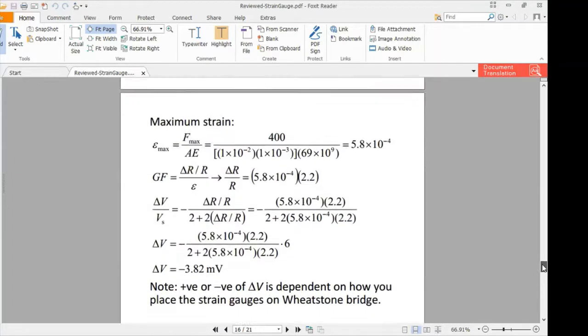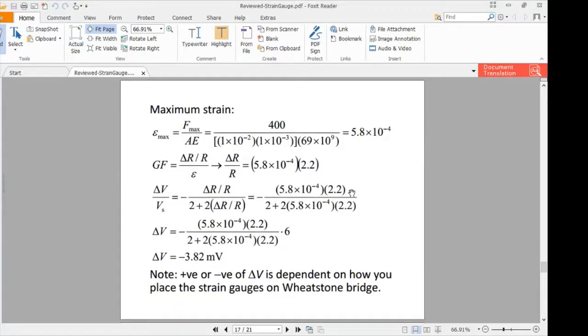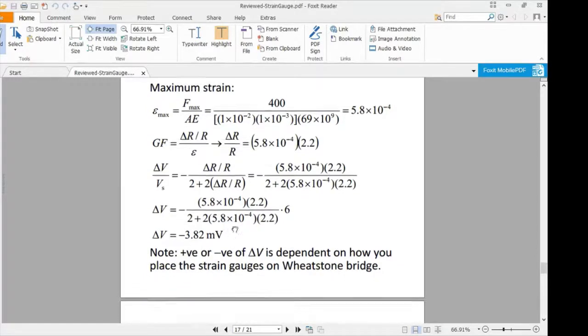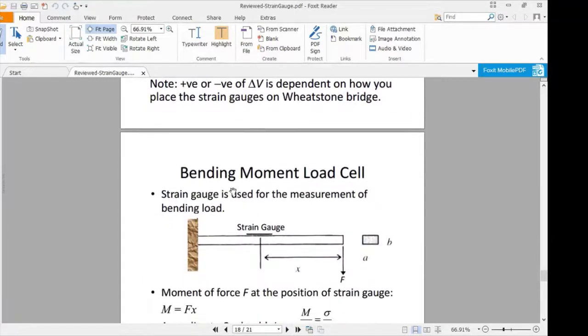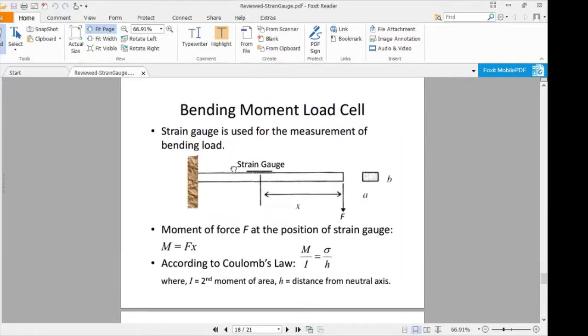Alright, so basically that is for the axial force load cell. Let's look at another kind of load cell, which is the bending moment load cell. As we have learned previously, the bending moment load cell is used together with a beam.